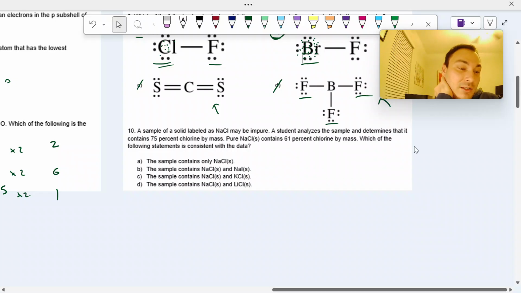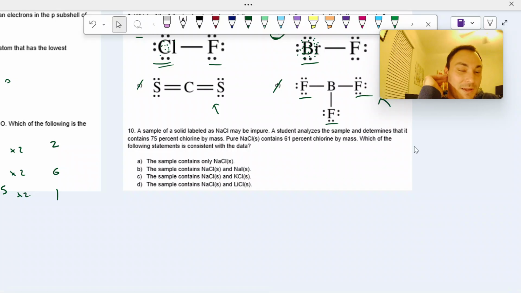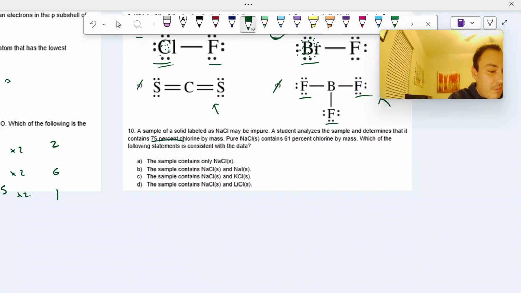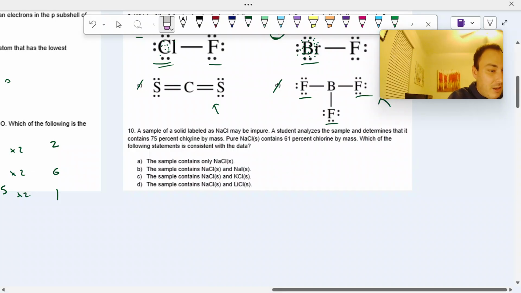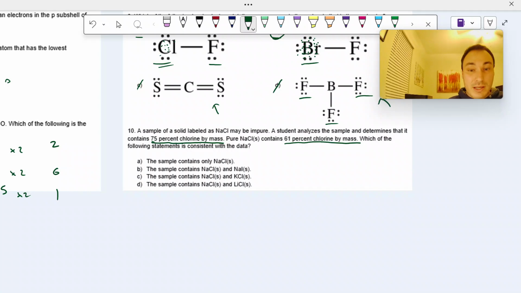A sample of solid labeled NaCl may be impure. Ooh, one of my favorites, an impurity question. A student analyzes the sample and determines that it contains 75% chlorine by mass. I kind of failed to underline that, 75% chlorine by mass. Pure NaCl contains 61% chlorine by mass. Okay, so they give us the mass percent of chlorine in sodium chloride. They didn't need to do that. We could have easily found that out. We know how to do that, but they gave it to us. Which of the following statements is consistent with the data?